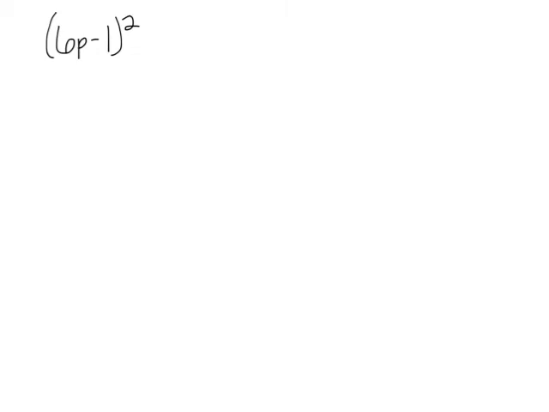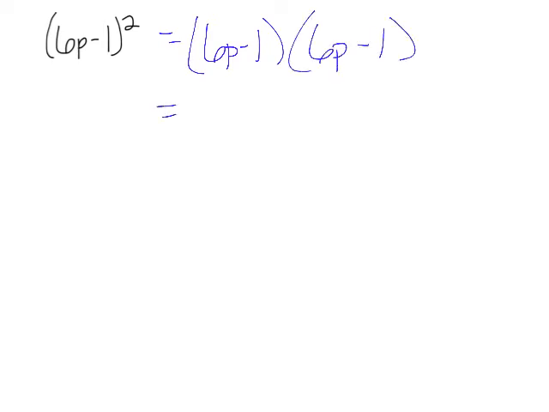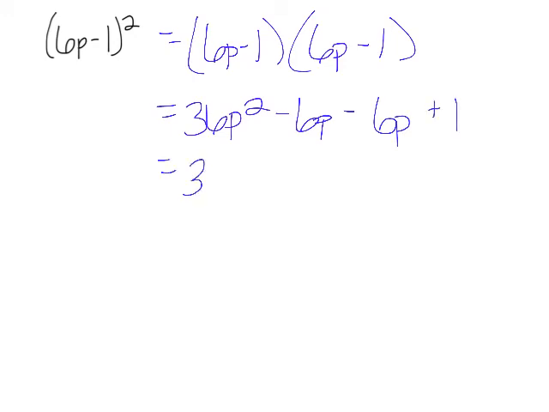So the first thing I'm going to have is (6p - 1) times (6p - 1). And I'm going to get 36p squared minus 6p minus 6p plus 1. So I get 36p squared minus 12p plus 1 as my final answer. Go ahead and pause the video, and I want you to try this one on your own.